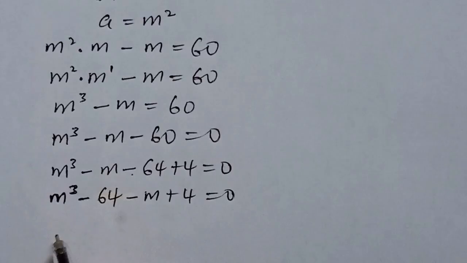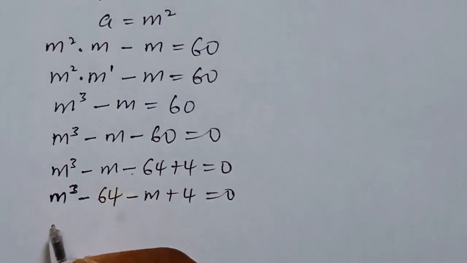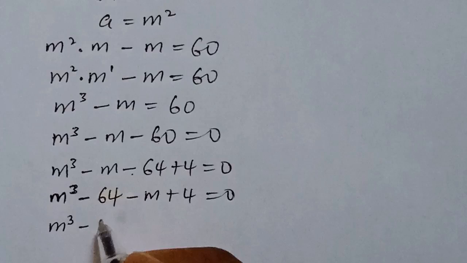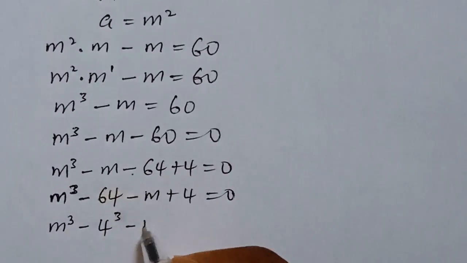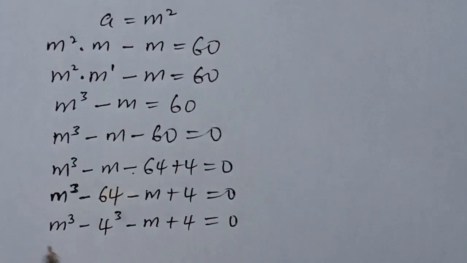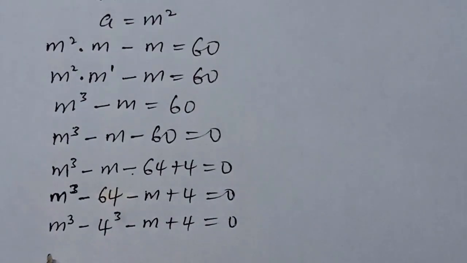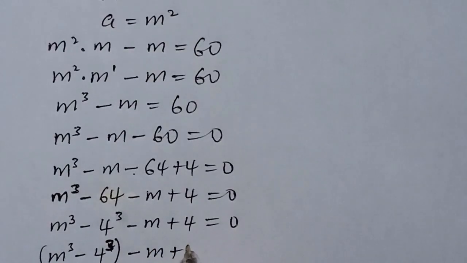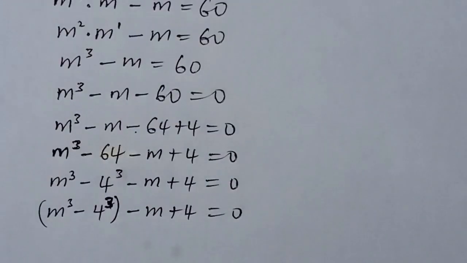So from here we consider simplifying this. Then we have M cubed minus, this is written as 4 cubed, minus M plus 4 equal to 0. So this can be written as M cubed minus 4 cubed, we put that in bracket, minus M plus 4 equal to 0.